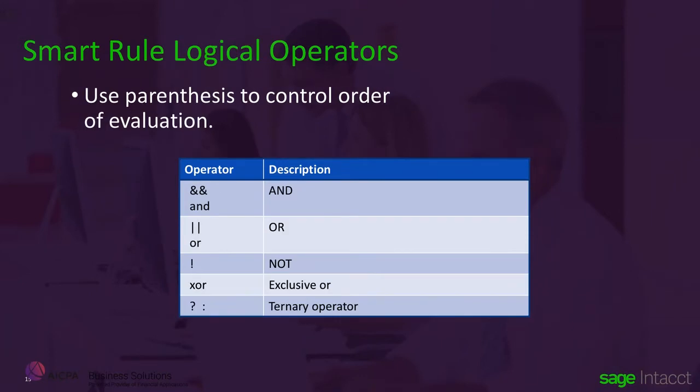Parentheses, you can use parentheses to control the order of evaluation. And then also here you've got some different operators for ands and ors. And then down at the bottom there's an exclusive or. And to be perfectly blunt, I am not sure what a ternary operator is. I honestly meant to Google that. Let me see if there's anything listed in the notes here.